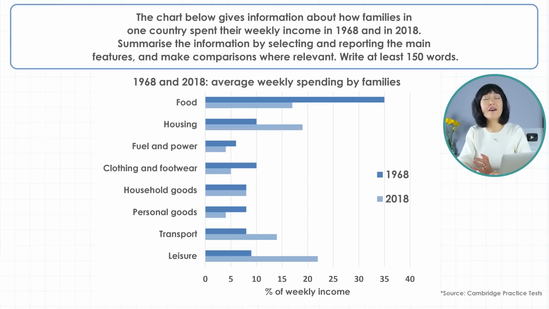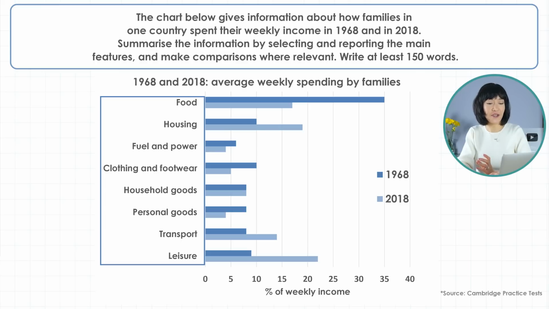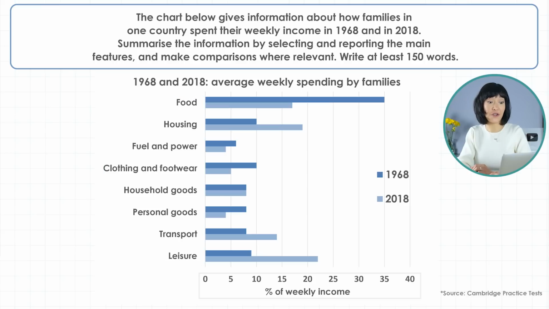And below we see a horizontal bar chart, 1968 and 2018 average weekly spending by families. So on the left, we see what they spend the money on: food, housing, fuel, and so on. If you look at the bottom, each bar shows a percentage of total spending. For example, look at the food at the very top. We see that in 1968, families spent 35% of their income on food. By 2018, that percentage fell down to about 17%.